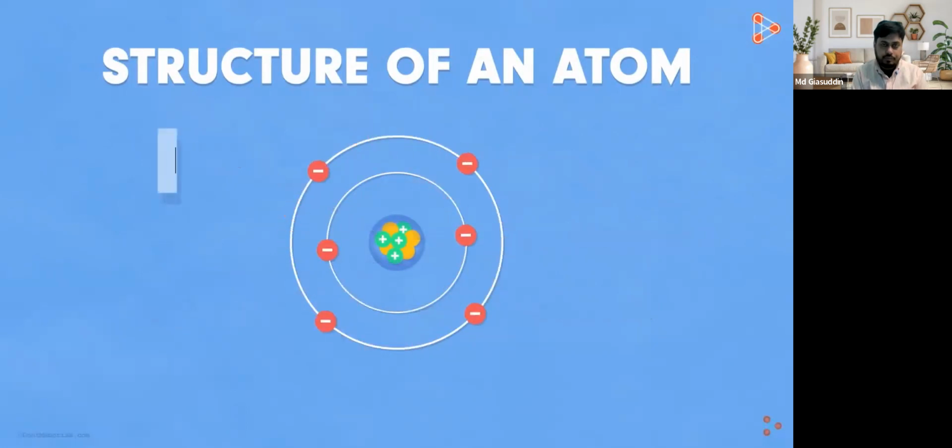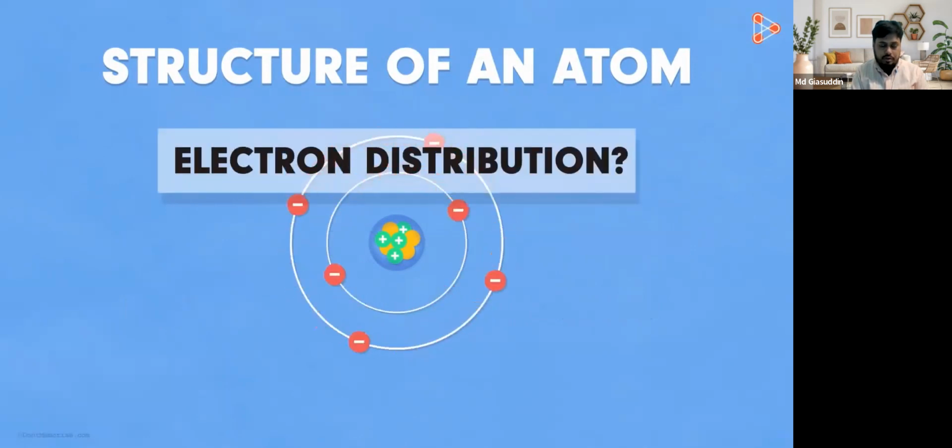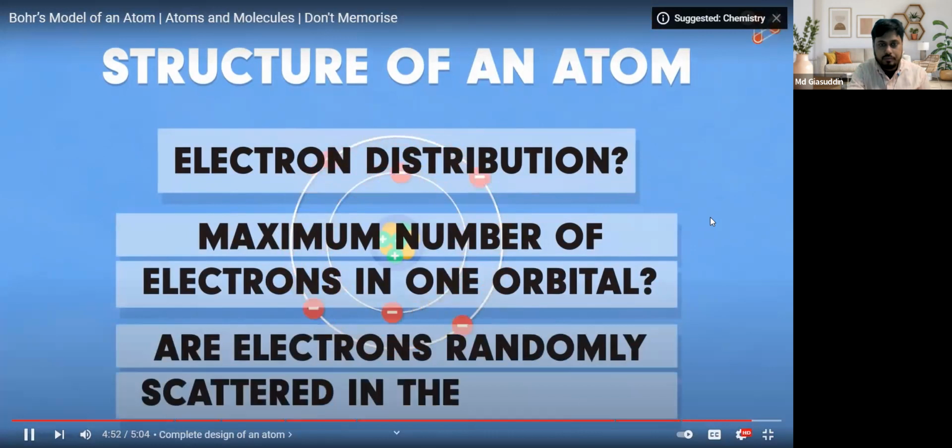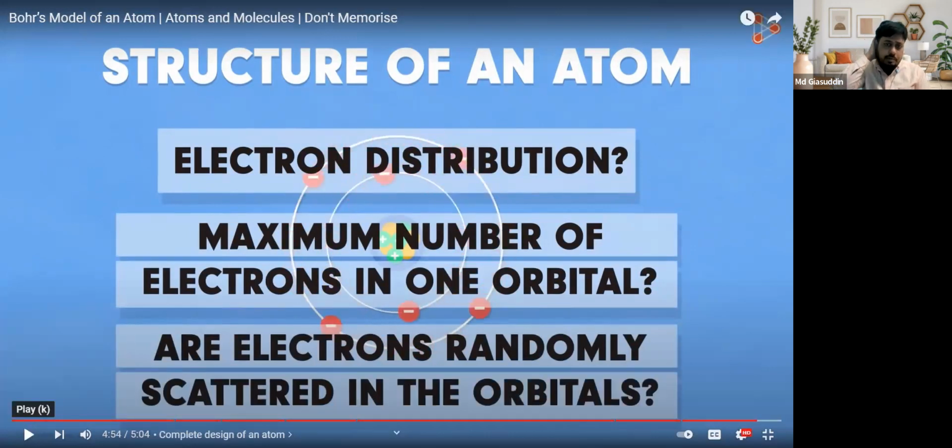But how exactly are the electrons distributed in the respective orbitals? Is there a way to find out the maximum number of electrons that one orbital can contain? Or is it that the electrons are randomly scattered in the orbitals? So this thing we already came to know, the maximum number of electrons. Can you say the formula by which we can determine the maximum number of electrons? 2n square. Very good.